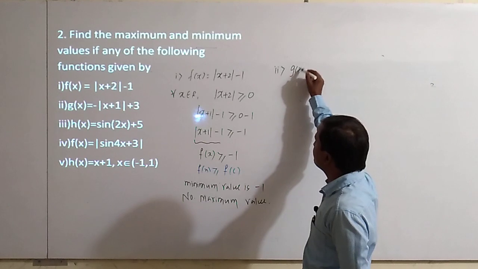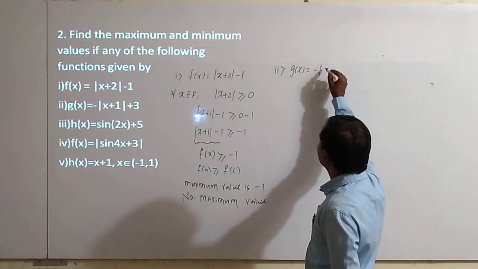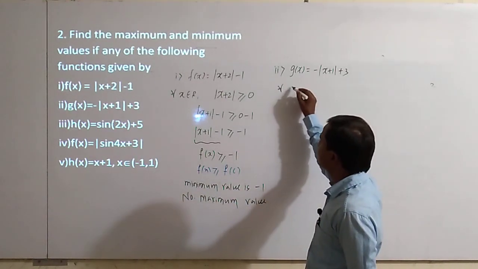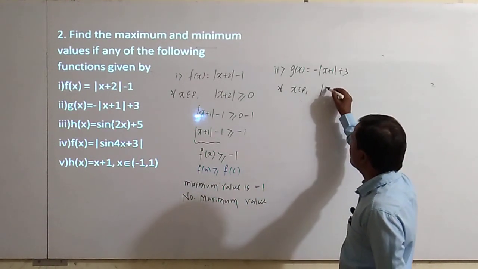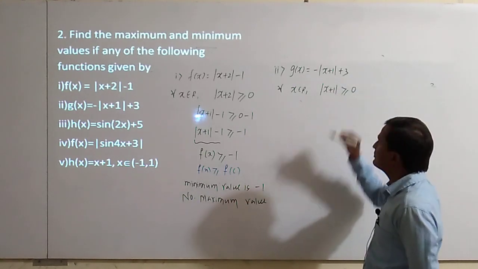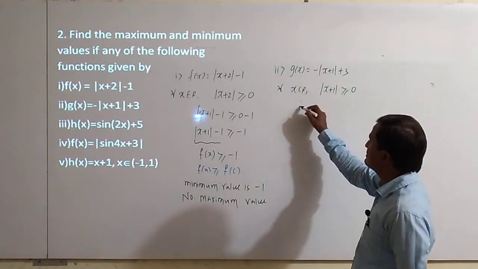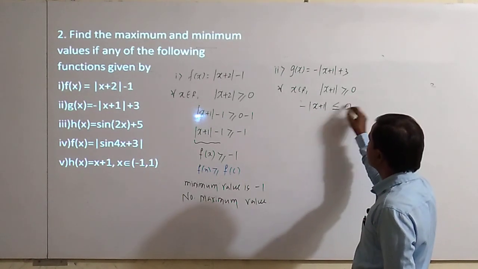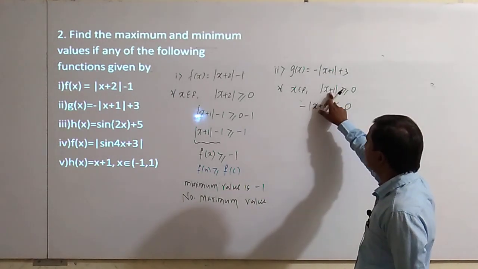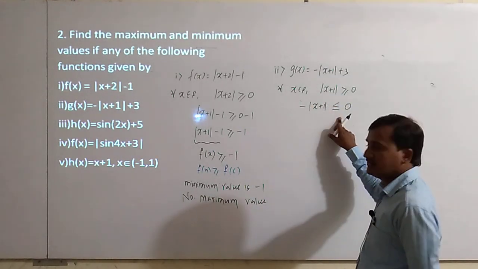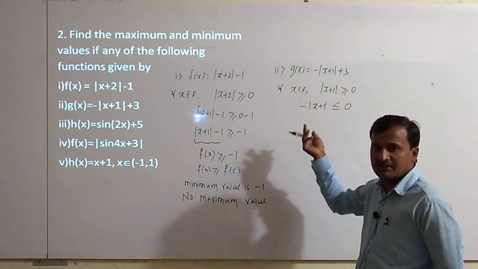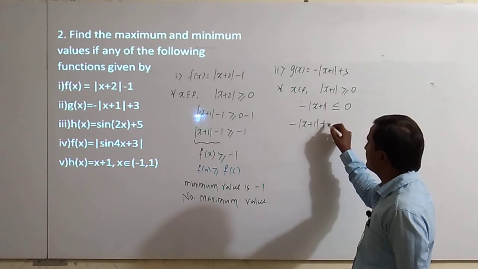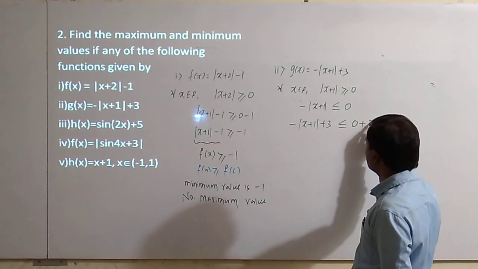So that is g of x is equal to mod of minus x plus 1 plus 3, right? So again here we have to apply the same. For all x belongs to R, mod of x plus 1 is more than or equal to 0. So multiply minus of mod of x plus 1 is less than or equal to what? 0, because after multiplying a negative number, the sign of the inequality changes. So therefore minus of mod of x plus 1 plus 3 is less than or equal to 0 plus 3.